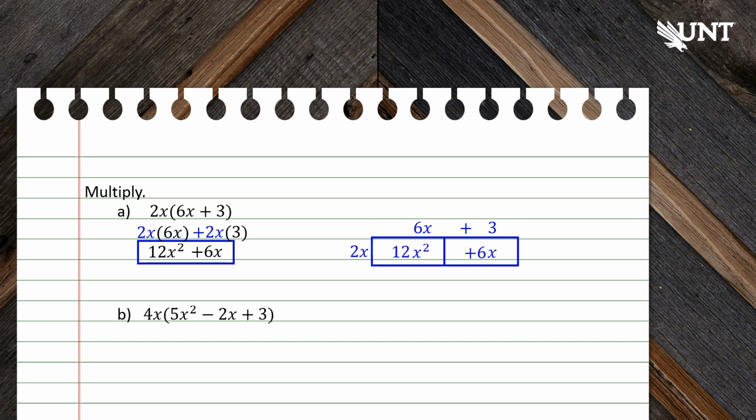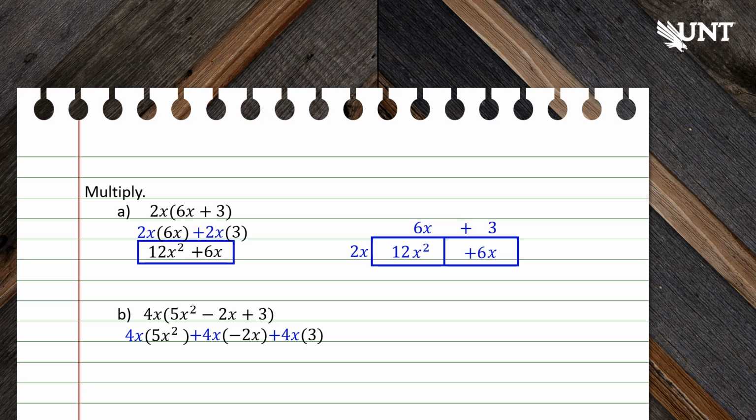Example B reads 4x, open parentheses, 5x squared minus 2x plus 3, close parentheses. Technically, this is a monomial times a trinomial. However, it simply looks like distributive property, and that is what we are going to do. The 4x needs to be distributed to each term inside the parentheses. So let's begin. 4x times 5x squared, 4x times negative 2x, and 4x times 3.